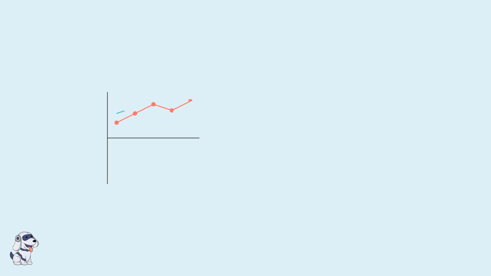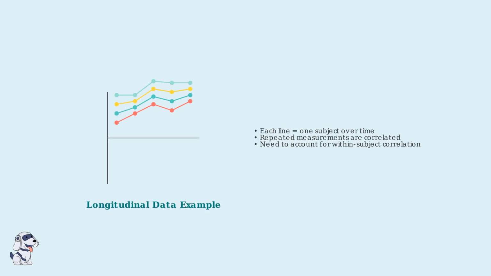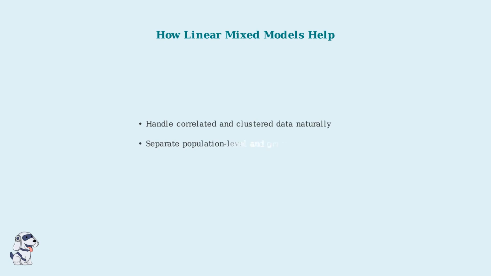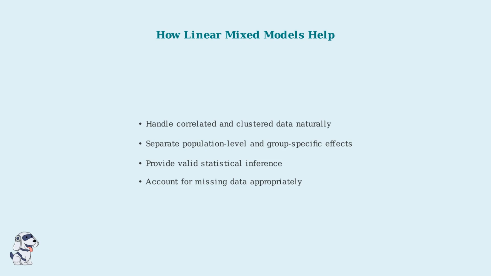Another common scenario is longitudinal data, where we measure the same subjects repeatedly over time. Each colored line represents a different subject, and we can see how their responses change over time in correlated patterns. Linear mixed models solve these problems by naturally handling correlated and clustered data. They separate population-level effects from group-specific effects, provide valid statistical inference even with dependencies, and appropriately account for missing data.